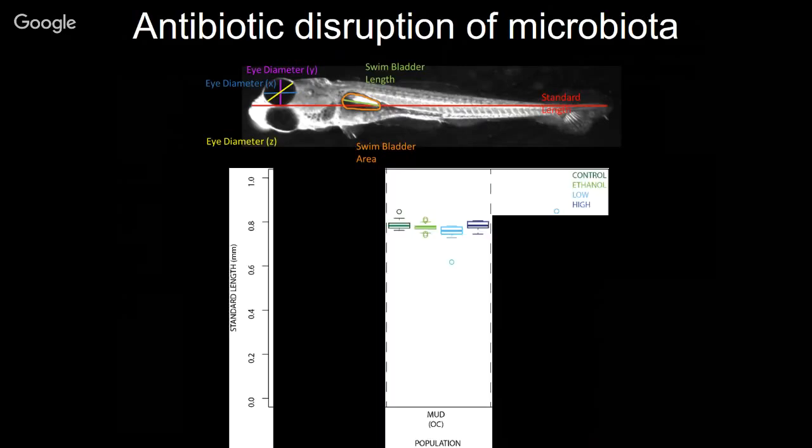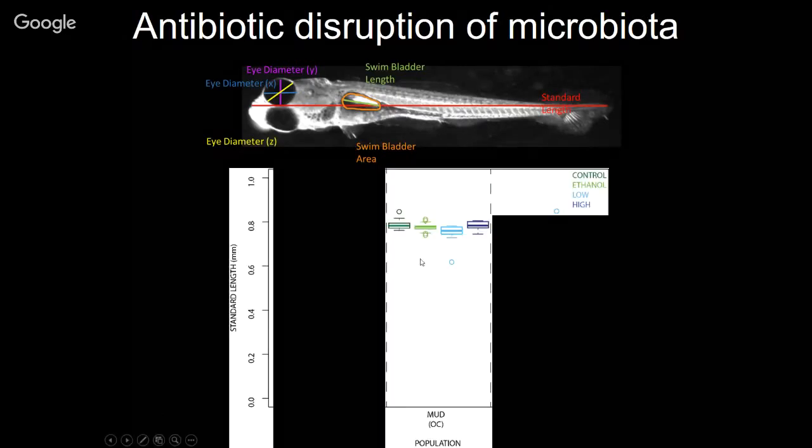And what we found is that when we looked at our oceanic population, and we looked at a measurement, in this case, standard length or overall length, there wasn't a difference between fish raised in control or ethanol treated, or in the presence of low concentrations of tetracycline or high concentrations of tetracycline. And again, similar to the other box whisker plots, individual dots represent the lengths of individual fish, and then these are the averages and deviation.